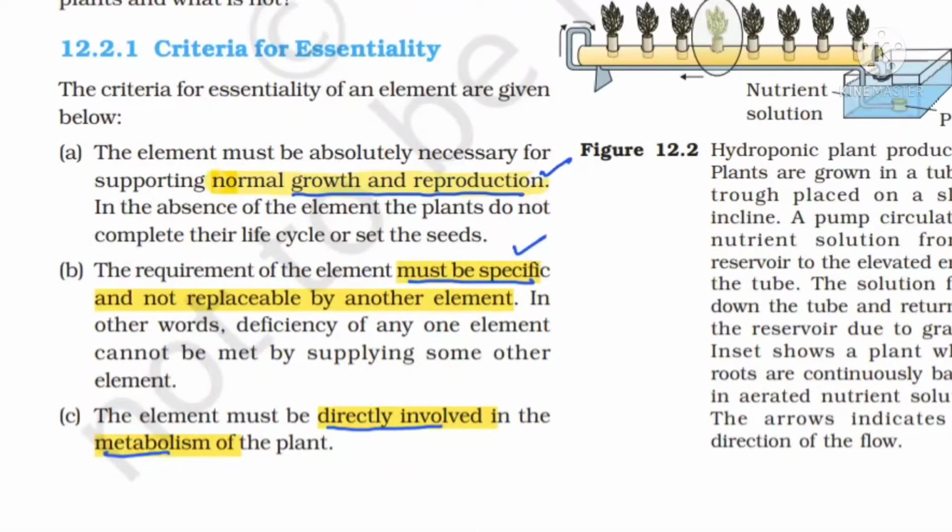Clear, beta? After making this, now how to know which mineral element is essential or not? First of all, this criteria was given by Arnon and Stout. Now how to study the role of the minerals, what the deficiency symptoms are, and what role they play in plant growth and development? So the technique was discovered by Julius von Sachs. Now let me explain the technique.